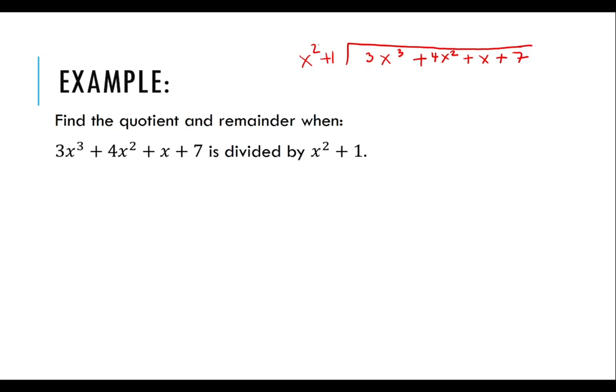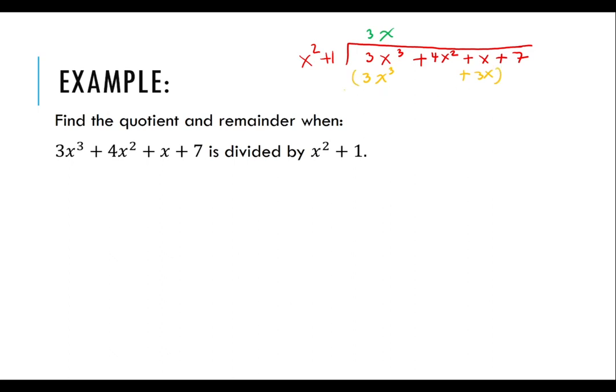What you're doing is x squared times what will give us 3x cubed? The answer here is 3x. Then we have a multiply stage. So we multiply. 3x times x squared gives us 3x cubed. 3x times 1 is 3x. But notice that that doesn't do anything with this x squared stuff, so we need to put it where it belongs, which is over here, plus 3x.